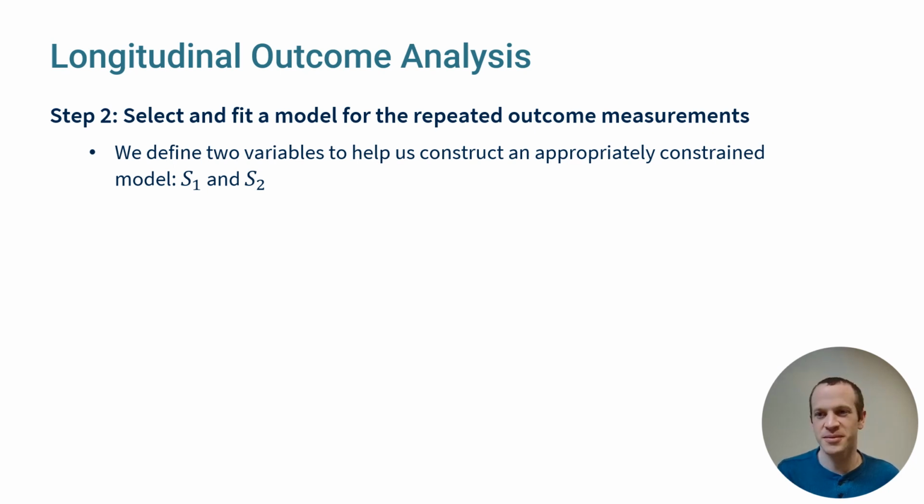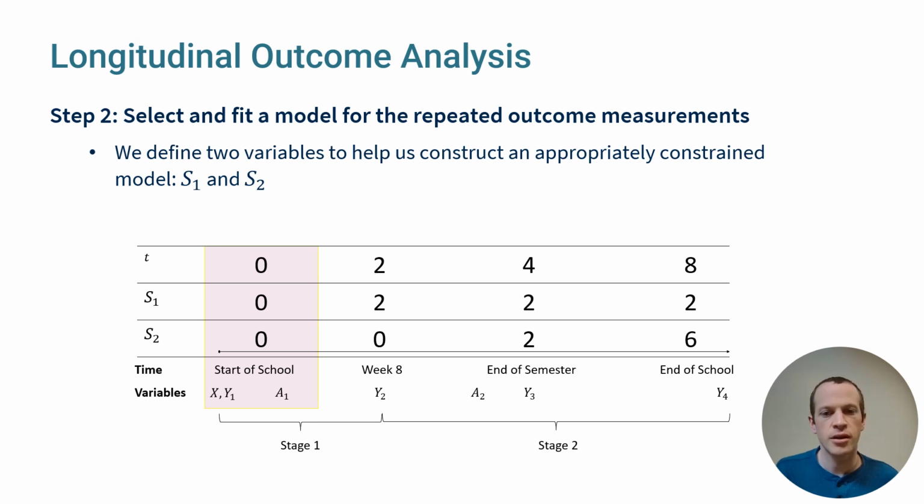Okay, so conceptually, that was the idea. Now we're going to start walking through how you set up the math such that your model actually obeys these constraints. To do that, we're going to introduce two helper variables, S1 and S2, that will make it easier to set up our model. So conceptually, each of these variables is going to represent the amount of time that has elapsed within a given stage. And in particular, we've coded it below such that the number corresponds to the number of months that have elapsed.